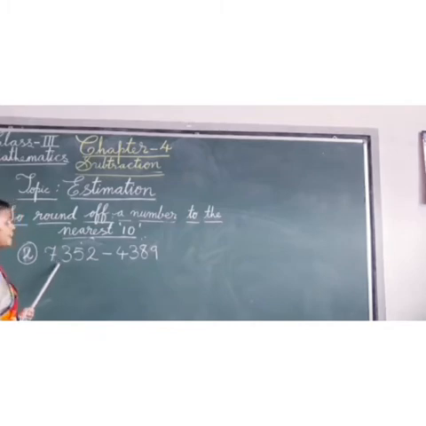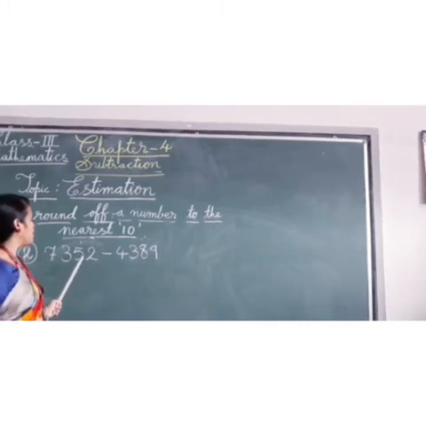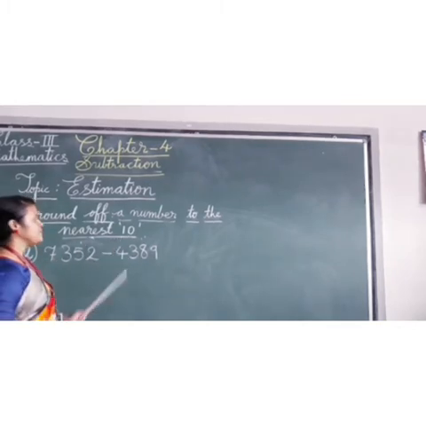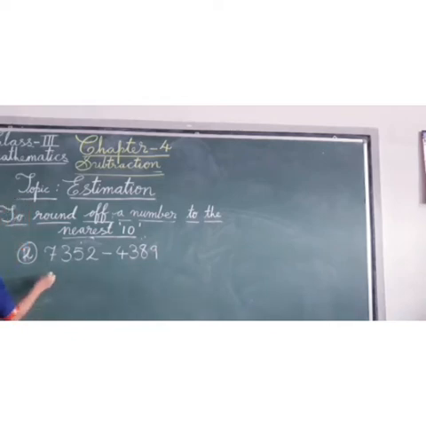Here we are getting two 4-digit numbers again. We have to subtract. First we have to make them round figures to the nearest 10, and then we have to subtract.